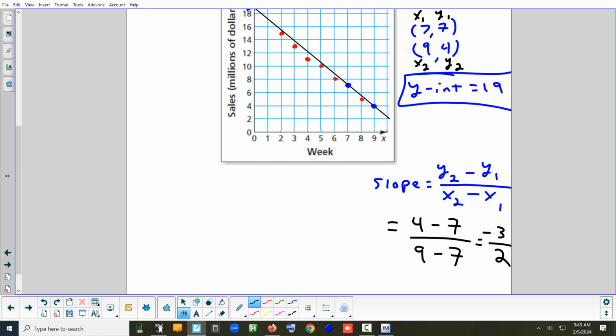2. No. Wait. 2. Oh, I see. Okay, so, and what is that? Negative 3 over 2. That's my slope. Okay, so now take a second on your own and see if you can write the equation of the line in y equals mx plus b.